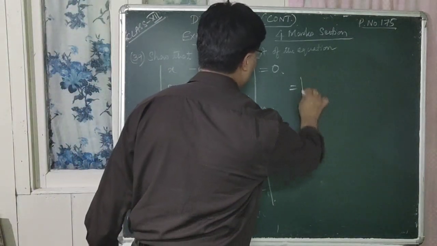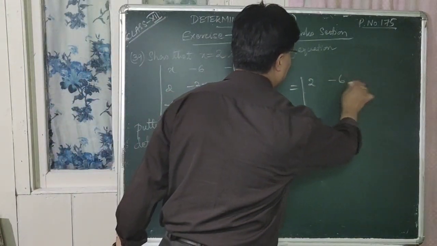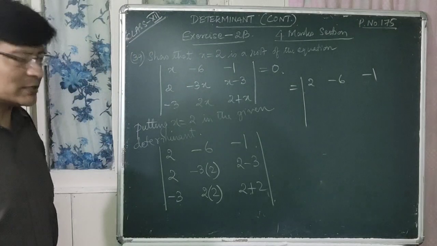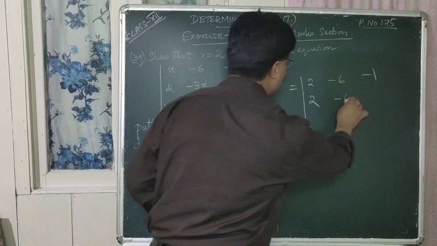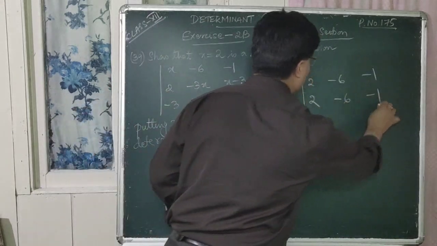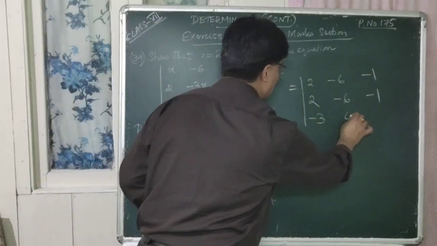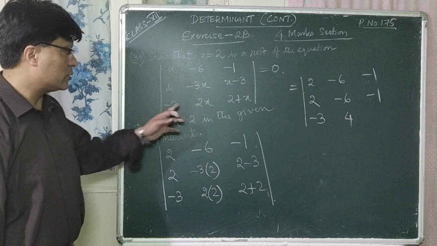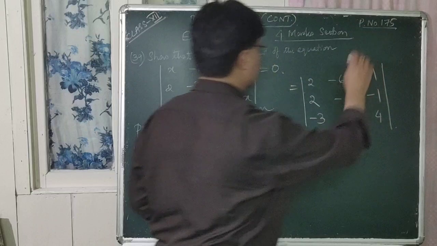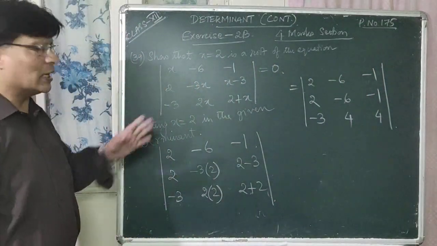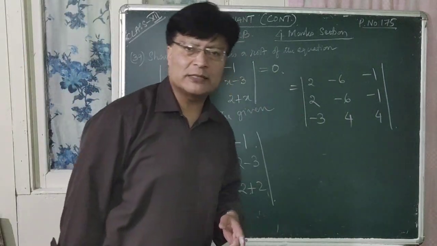Which is equal to, now next, what is the first row? 2, minus 6, minus 1. Let us simplify the second row. What is the second row? 2, minus 3 into 2 is minus 6, and 2 minus 3 is minus 1. And what is the last row? Minus 3, 2 2s are 4, and 2 plus 2 is always 4. Determinant sign is closed.